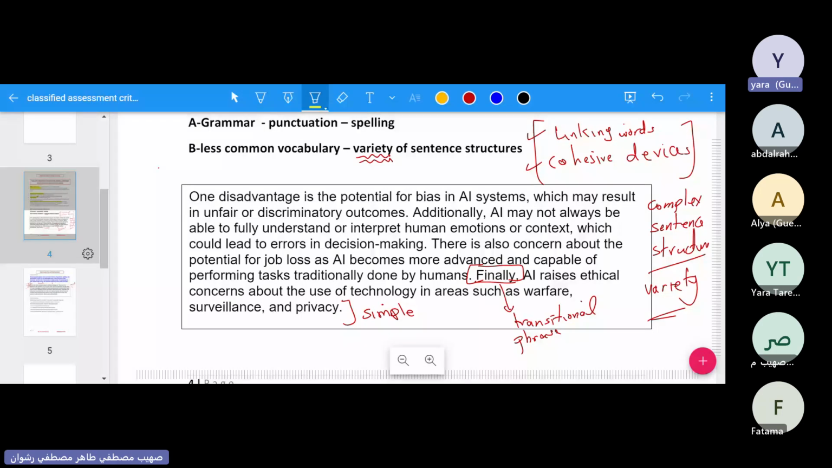What do you think of linking words here? Are they used successfully? Yes. Where are they? It's like additionally, finally. One of them is additionally. Finally is a cohesive device. What else? I think that's all. Okay, what about the word which? Isn't it a connective word? Yes. Okay, here is also. Thank you. So this is also one of the cohesive devices or cohesive phrases.